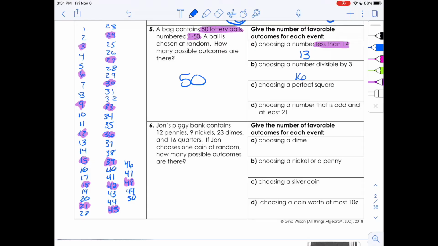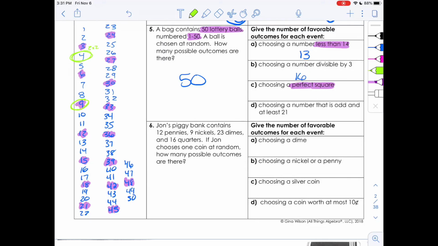C, choosing a perfect square. So this one might be a little bit more difficult, and you probably won't see this one a lot because we haven't talked about perfect squares before. So this is something new. So a perfect square is a number that you can multiply by itself to get that number. So like 4, over here from our list, 4 is a perfect square because 2 times 2 is 4.